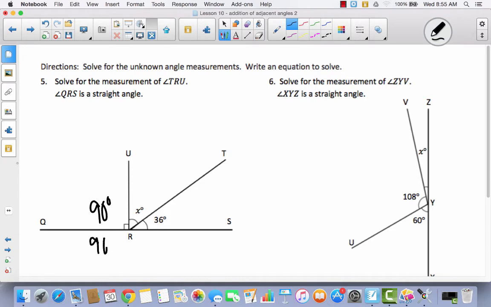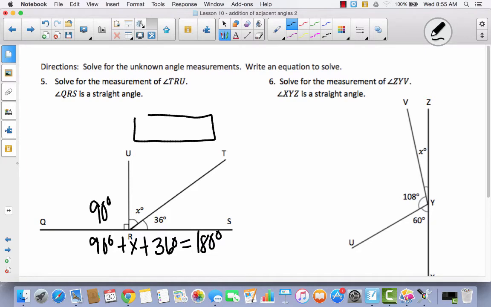All right, so let's write an equation here to solve. So 90 degrees plus x plus 36 degrees equals 180 degrees. So if you'll remember from our tape diagram in our math journal, we have 3 parts here, and we know that the total is 180 degrees. So if I have 90 degrees, 36 degrees, and x, first I'm going to find the value of these two together, which would be 126 degrees. So now all I have to do is subtract these to solve for x.